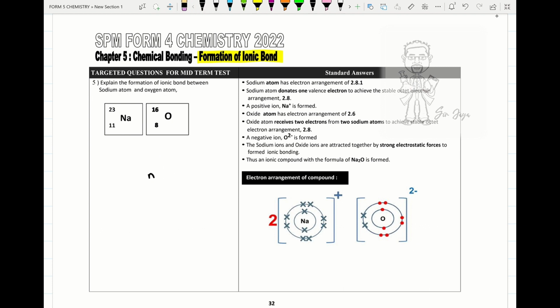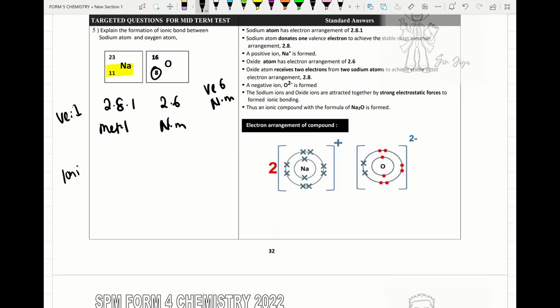Alright, we try to check the formula. So I take the sodium, and write down the electron arrangement 2.8.1. The valence electron is 1, so sodium is a metal. Then we check for the oxide; we take the proton number, 2.6. The valence electron is 6, so oxide is known as non-metal. So the type of bonding formed is ionic bonding.